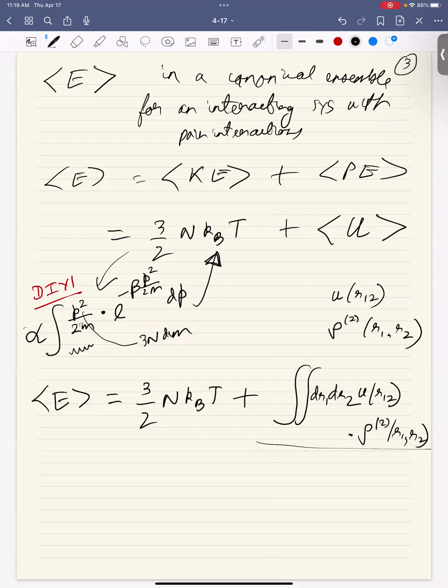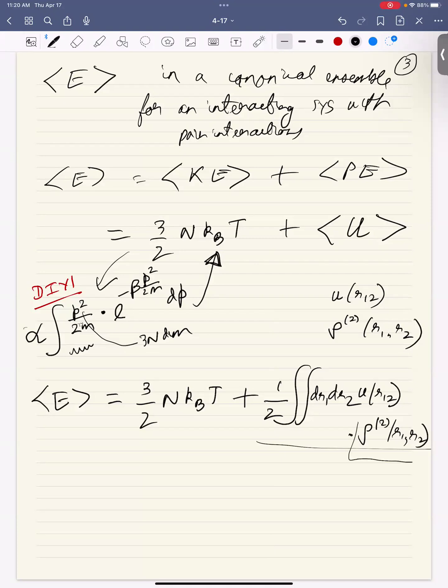But I double counted. My R1 is going over all possible things. My R2 is going over all possible things. So I'm going to count every coordinate twice. So I need to put a half here. So intuitively, you can see why this might make sense. It's just an average value of the potential energy. And we are going to prove this.